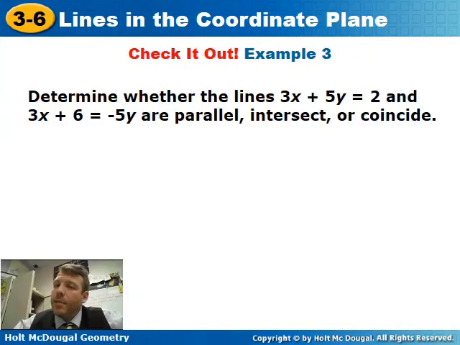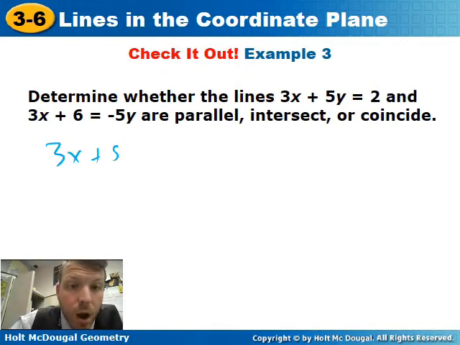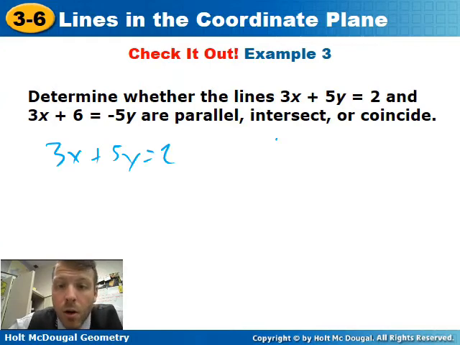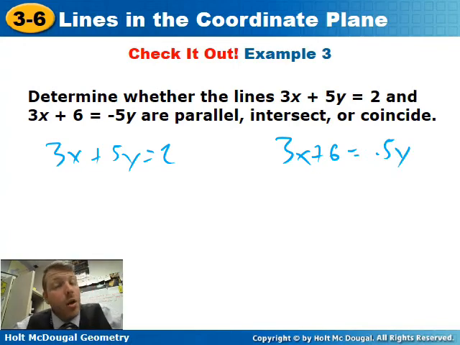All right, guys, last problem of the day. Let's go. What we're going to do is take 3x plus 5y equals 2 and 3x plus 6 equals -5y. And what we're going to do is solve each of these for y.